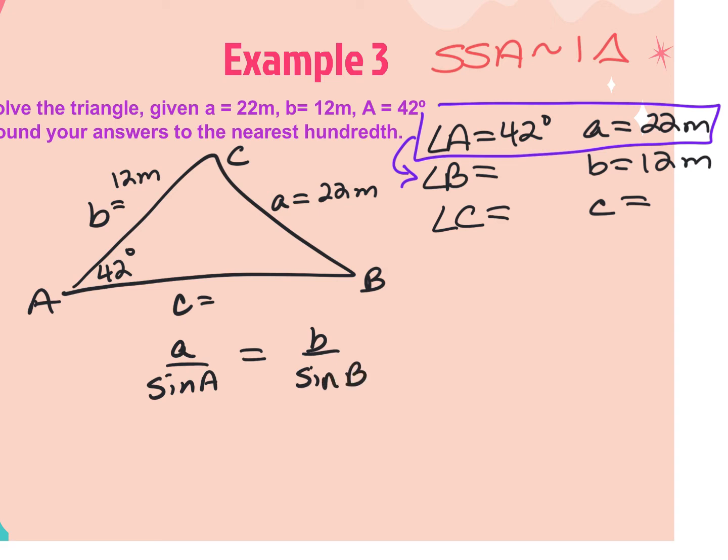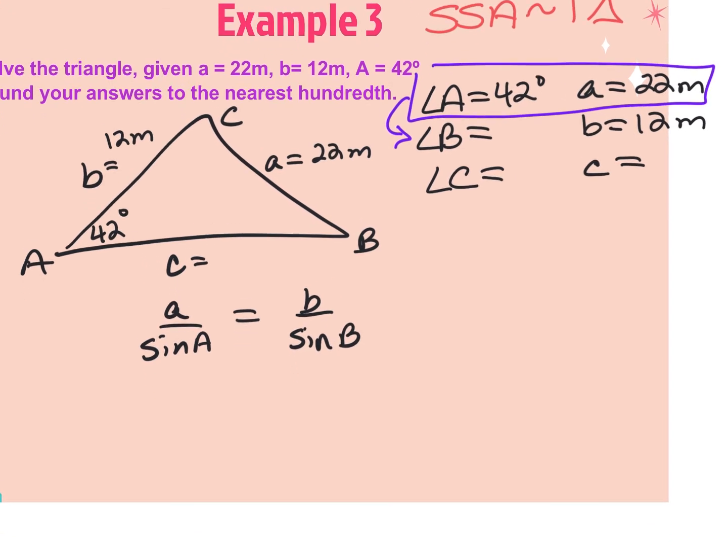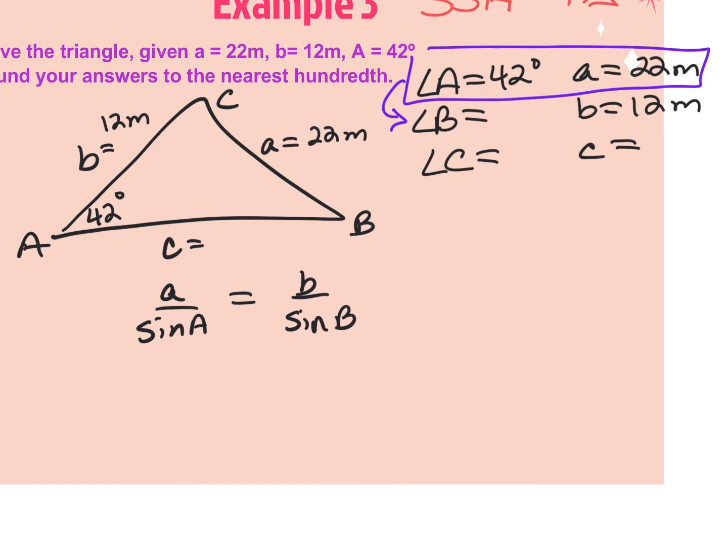Now I'm going to fill in what I have. So 22 over the sine of 42 is equal to 12 over the sine of B. Now remember, whenever you're looking for an angle measure, we're doing inverse. So remember, you would hit the second key and then the sine. So we're doing the inverse to find an angle measure. But we still have to set up our proportion. It's set up. Now let's cross multiply.